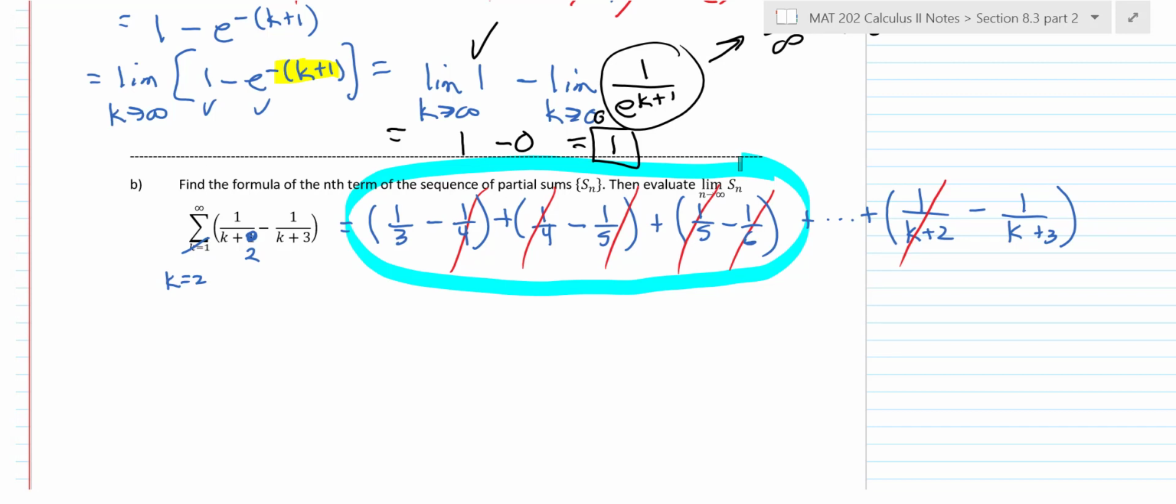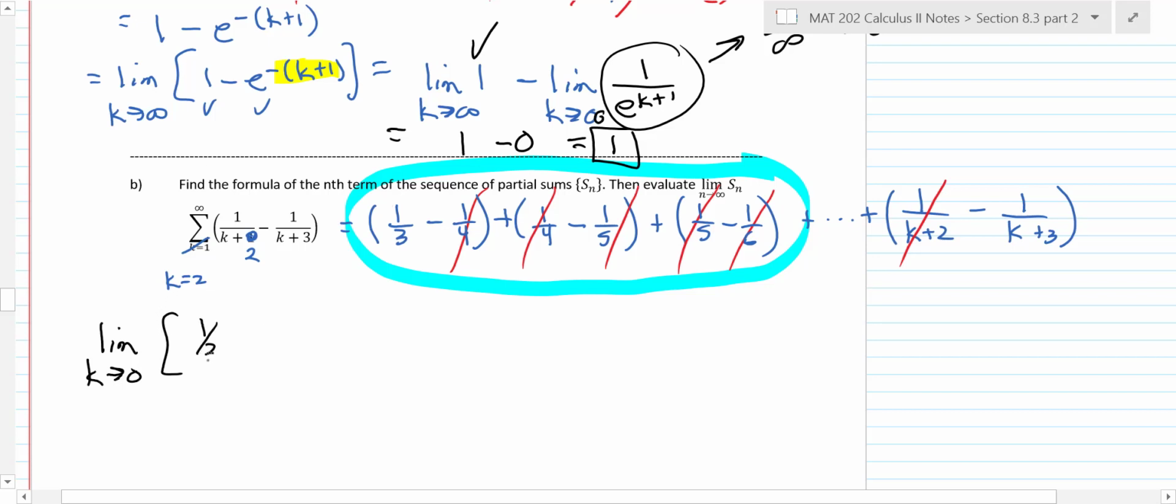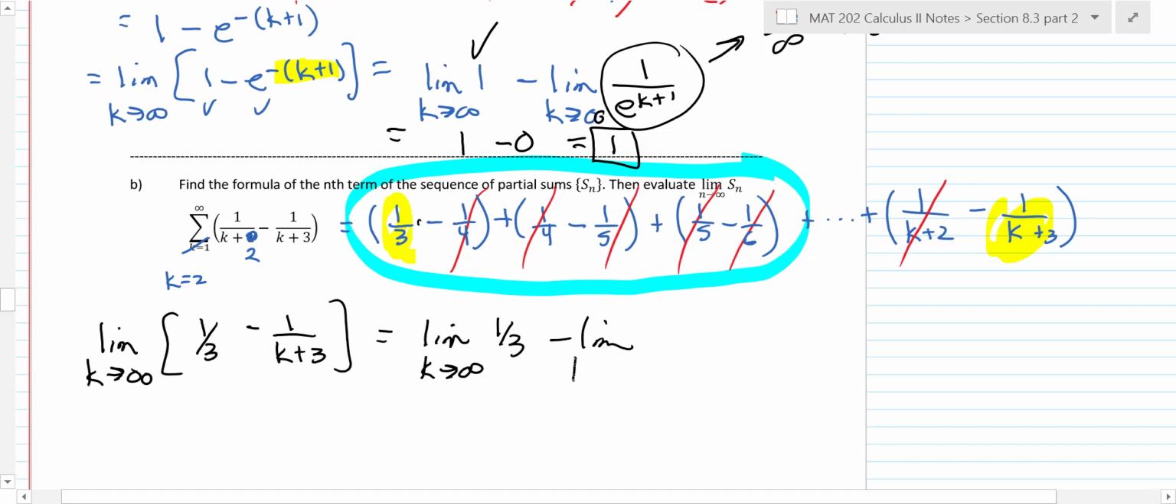Okay. Now I'm going to do that a little bit more analytically to prove that to you. So what we're going to do now is the limit as k goes to infinity of, what are we left with? We're left with 1/3. That first term didn't cancel, and then that last term didn't cancel. So we've got 1/3 minus 1 over k plus 3, and we do that limit as k goes to infinity like that. Okay? All right, now you can do this in your head. You could just write the answer if you want to. But specifically, you're doing the limit as k goes to infinity of 1/3 minus the limit as k goes to infinity of 1 over k plus 3.